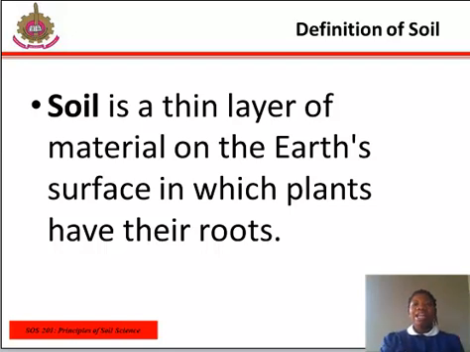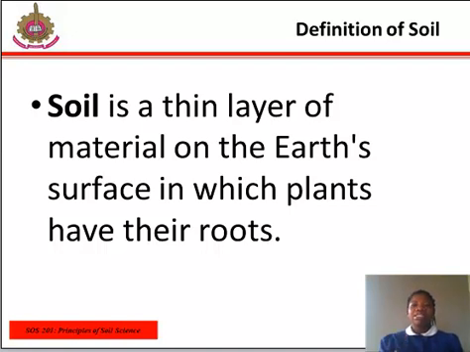Also, soil can be defined in terms of its morphological characteristics, as unconsolidated surface material forming natural bodies, which is made up of mineral and organic matter and the living matter within them.